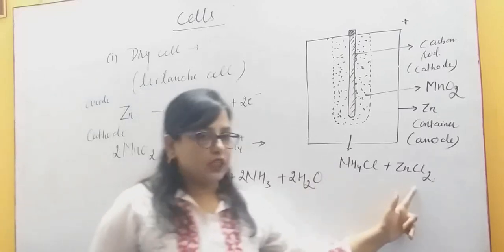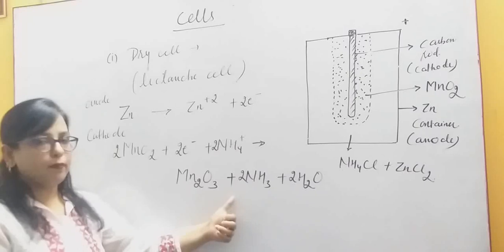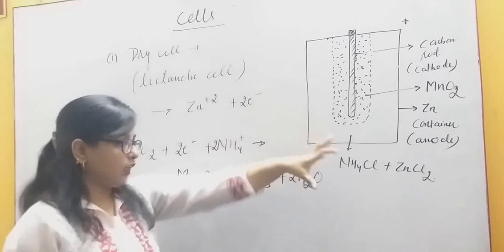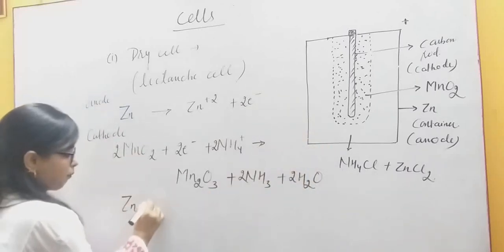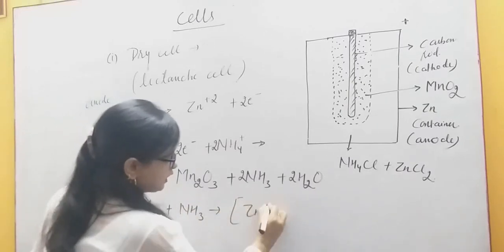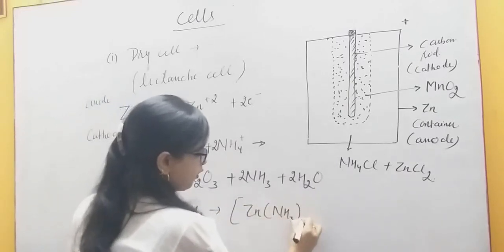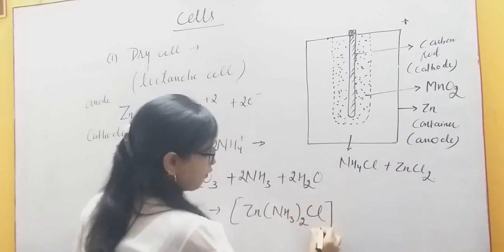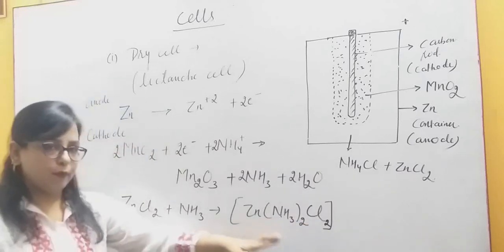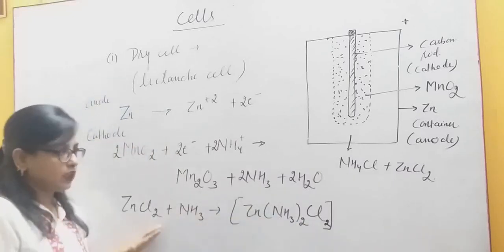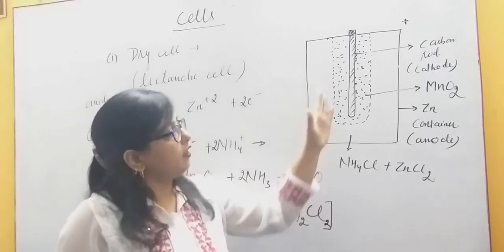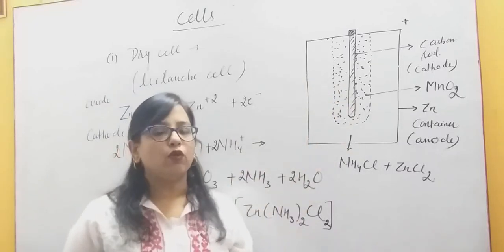Now what is the use of ZnCl2? This ammonia can burst the whole cell because it is a gas. That's why ZnCl2 makes a complex with the ammonia, which means it binds ammonia. So ammonia cannot show its bursting effect. It is converted into solid state, making a complex with ZnCl2. This is the use of ZnCl2. Ammonia is an electron acceptor, and MnO2 gains electrons to convert into Mn2O3.